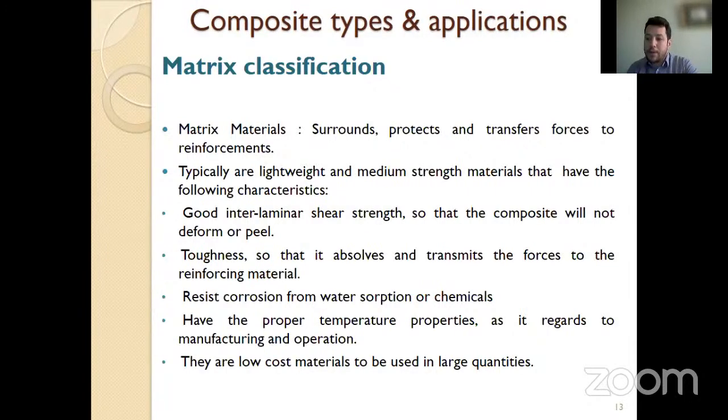Regarding the matrix, the second part of the composite: we talked about the reinforcement and fillers, now we will talk about the matrix classification. Matrix materials surround, protect, and transfer forces to the reinforcement. Typically they are lightweight and medium strength materials that have the following characteristics: good interlaminar shear strength, so that the composite will not deform or peel; toughness, so that it absorbs and transmits the forces to the reinforcing material; resistance to corrosion from water sorption and chemicals; proper temperature properties as regards manufacturing and other operations; and they are low-cost materials to be used in large quantities.